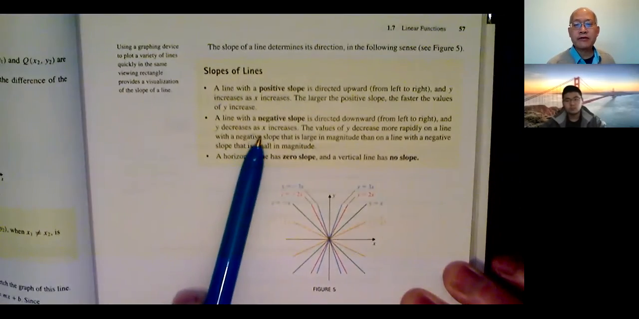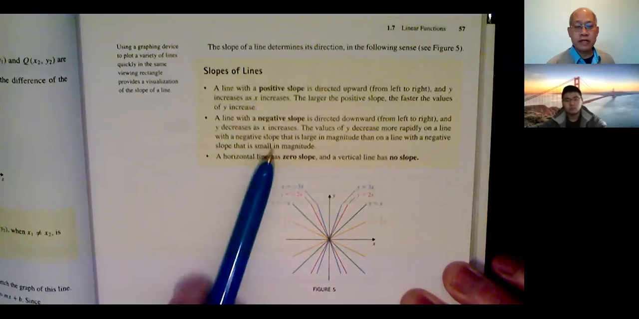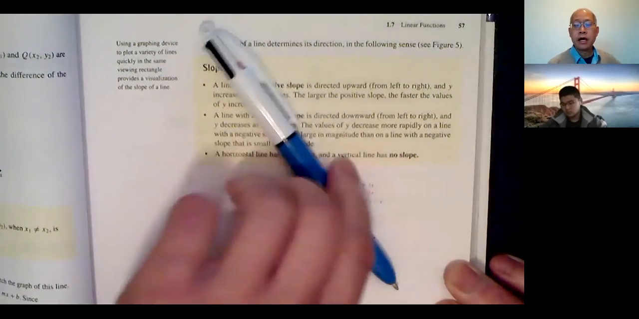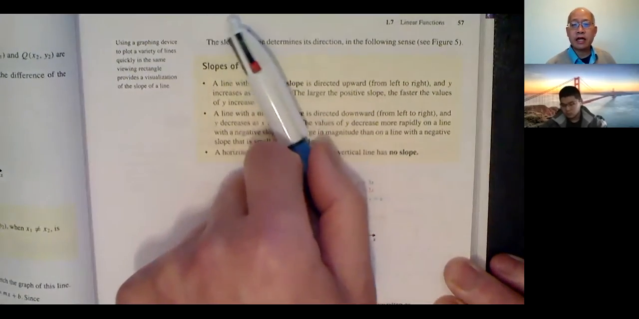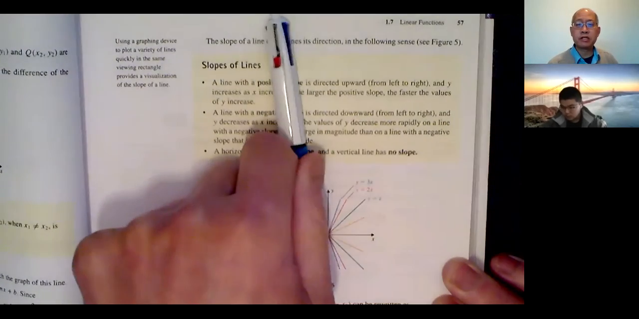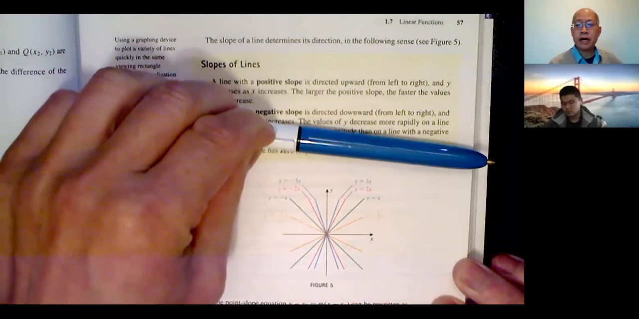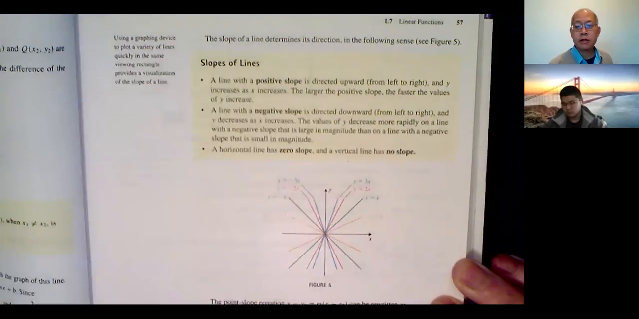Okay, negative slope, that means the graph decreases. That means it's going down like that, right? Okay, and once again, negative 10, negative 30, negative 80, it's much, much more steep. Negative a half, negative a third, it's not as steep. It would be something like that, right?